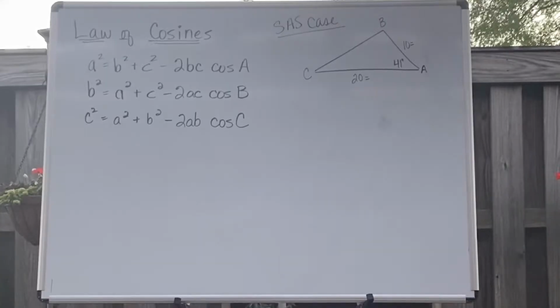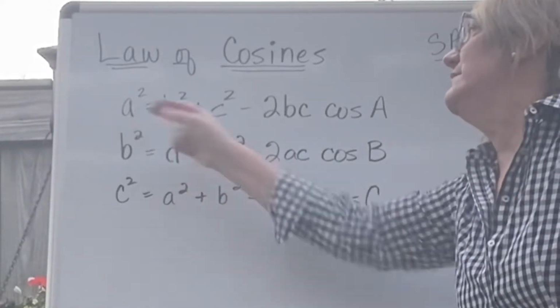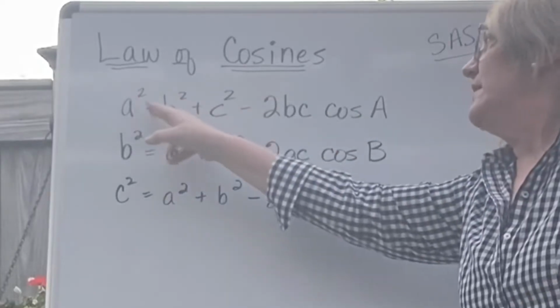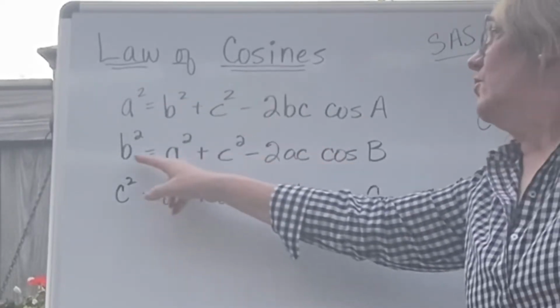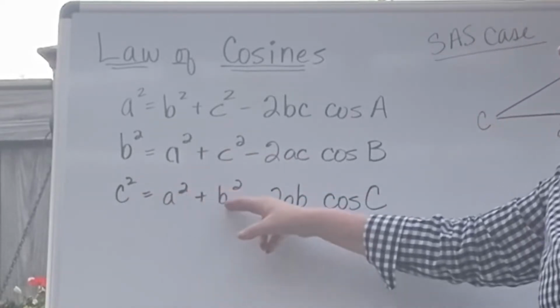So this is 7.3, the law of cosines. The law of cosines can be written in three different ways, and it's similar to the Pythagorean theorem if you think about it. A squared equals b squared plus c squared, or b squared equals a squared plus c squared, or c squared equals a squared plus b squared.